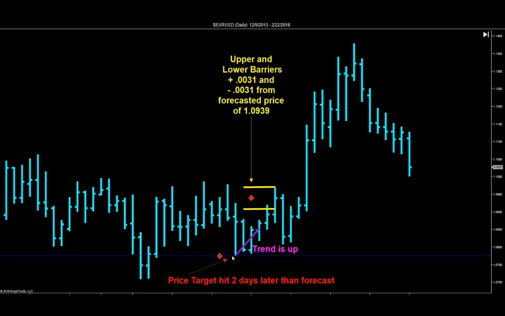But anyway, we're going down, and our price was due here. We were just a few pips off here on the euro US dollar, and then we start heading up. We start trending up. So we know where our next point is. We could throw on our upper barrier and our lower barrier. So our price target gets hit down here, and we start going up.